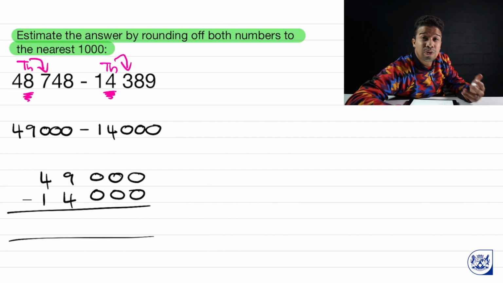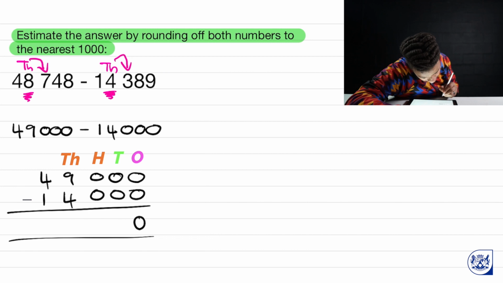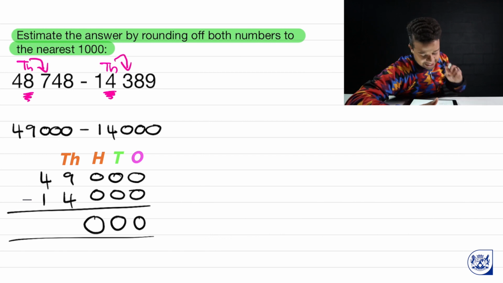Now remember to keep your columns in the right order, okay? The ones are the ones, the tens are the tens, the hundreds are the hundreds, the thousands are the thousands, and so forth. Let's get straight to it. 0 minus 0, that will give me 0. 0 minus 0 gives me 0, and the same thing again. 0 minus 0 gives me 0.